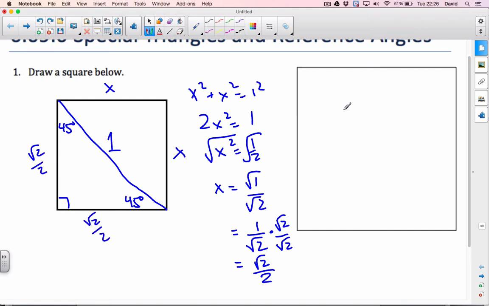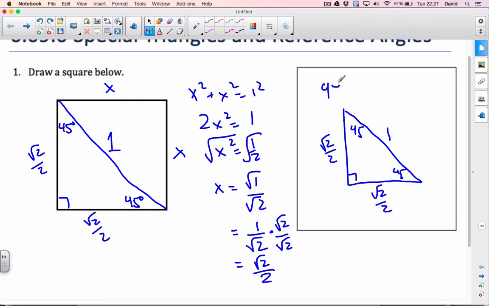And this is one of our special triangles. It's an isosceles right triangle. Well, this is 45 and 45 degrees. The hypotenuse is 1, and these two sides are root 2 over 2. And that's a 45, 45, 90 triangle. That's a handy triangle to know.